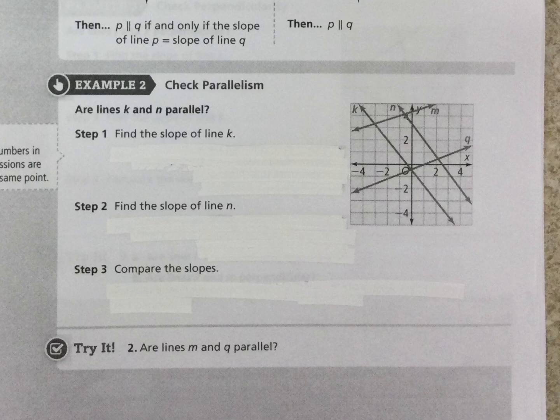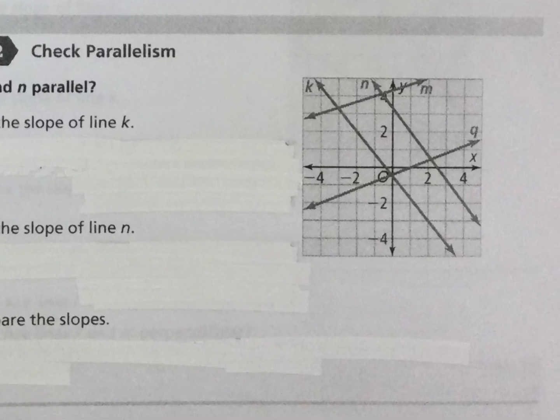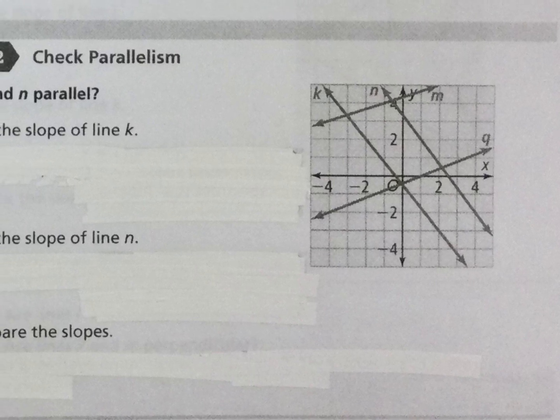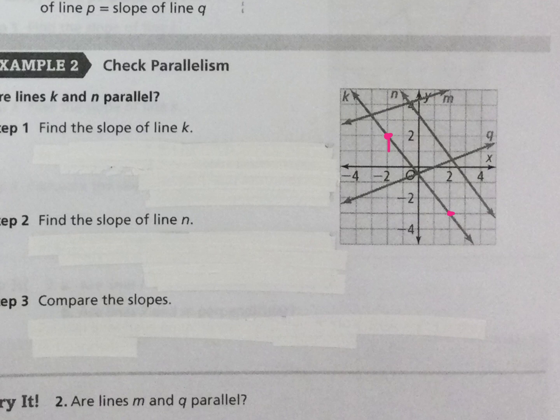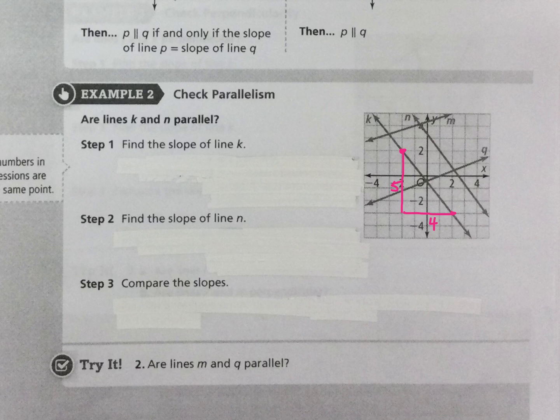All right, so let's find the slope of K. So if you're looking at a graph, the easiest way to find the slope is to find a place where it goes through and then find another place. Always start with your left-hand point. 1, 2, 3, 4, 5. That's down 5 over 1, 2, 3, 4. So always remember slope is y over x.